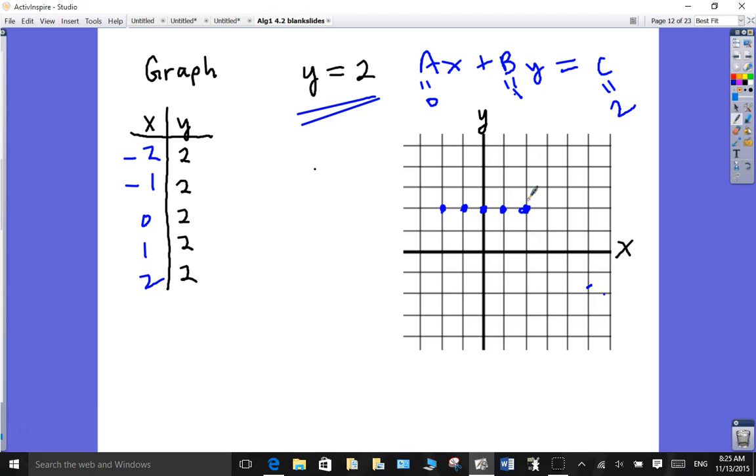The function rule is y equals 2. So do we see enough of a shape to connect all those with a line? Sure, I think so. So let me do that.